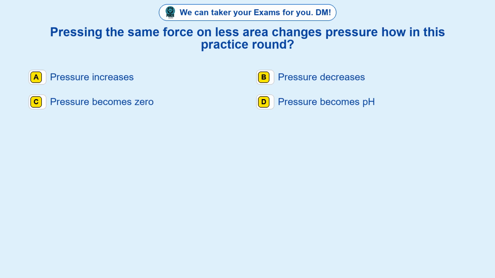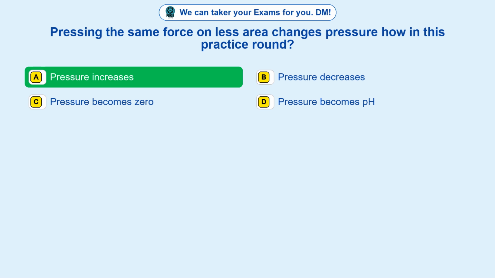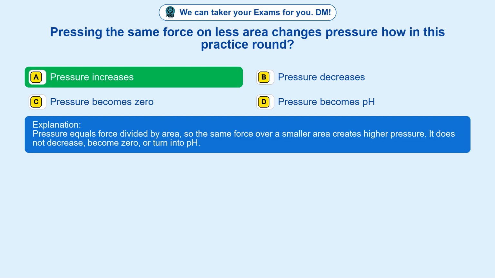Question 79. Pressing the same force on less area changes pressure how in this practice round? Option A, pressure increases. Option B, pressure decreases. Option C, pressure becomes zero. Option D, pressure becomes pH. The correct answer is option A. Pressure increases. Pressure equals force divided by area, so the same force over a smaller area creates higher pressure. It does not decrease, become zero, or turn into pH.